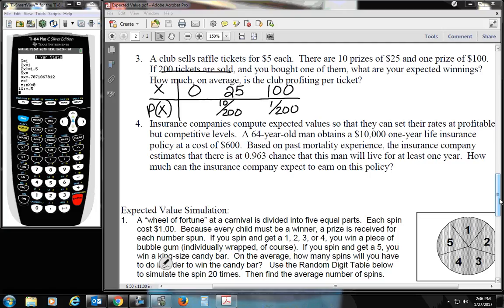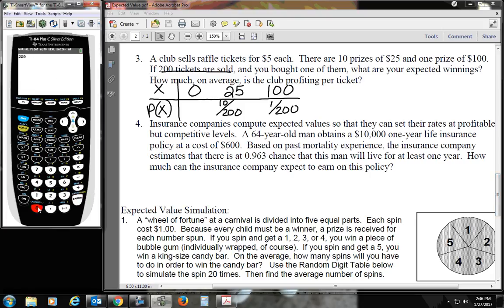The 0 is not given to us. We've got to figure out how many people aren't going to win anything at all. If we have 10 people going to win $25, and one person who's going to win $100, so it's 11 total winners. That means we have 189 people that are going to lose, because you take your 200 tickets that are totally sold, subtract the 11 people who are going to win, and that leaves you with 189 that are going to win absolutely nothing. So that's going to be our 0. So we're going to say that's 189 out of the 200.